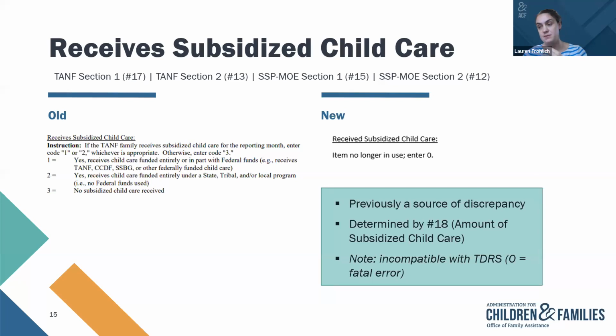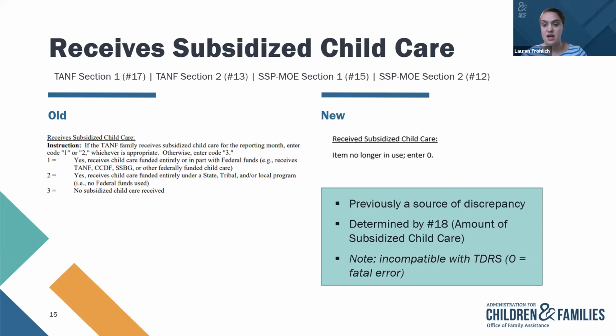So previously, this had been a source of discrepancy. Data reports would say, yes, they received childcare, but then there would be no amount, or the other way around. So this is an effort to streamline that. We only need to know if there's an amount, yes, they received childcare subsidy, and use that logic.